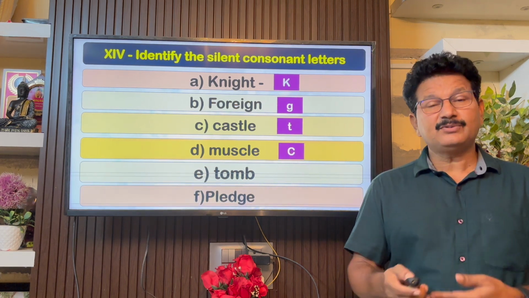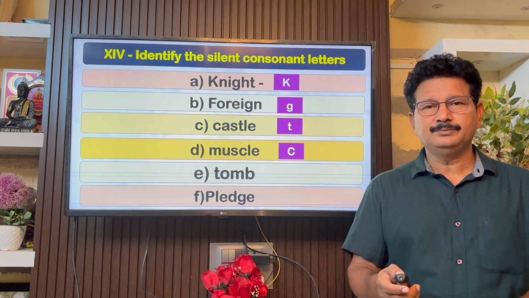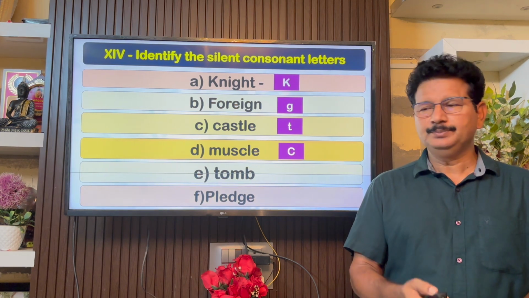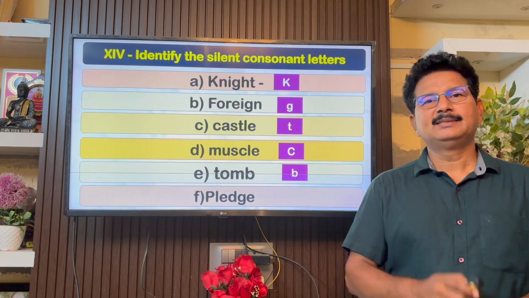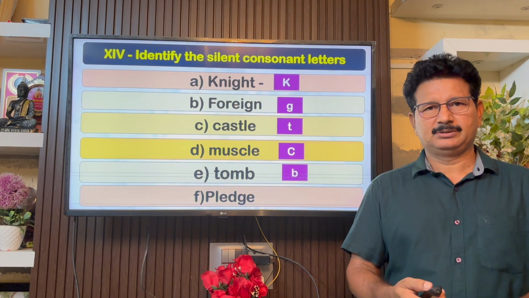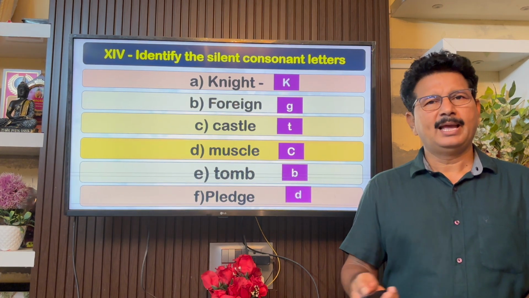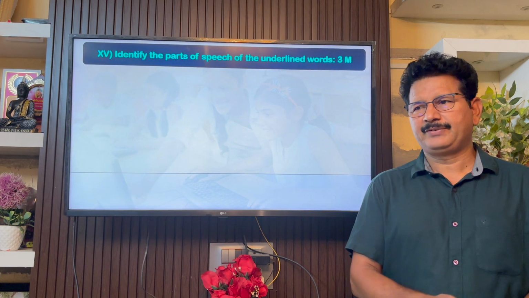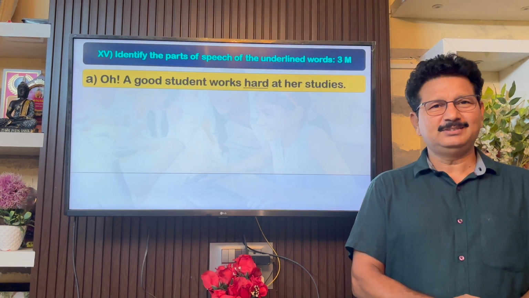And this one is very important. We don't say "tomb", it is "toom" or "woom", and the silent letter is B. And the last one, you have to pronounce like "pledge", right? So the silent letter is D. So this is how we do it. And now let's go with question number 15: identify the parts of speech for the underlined word.